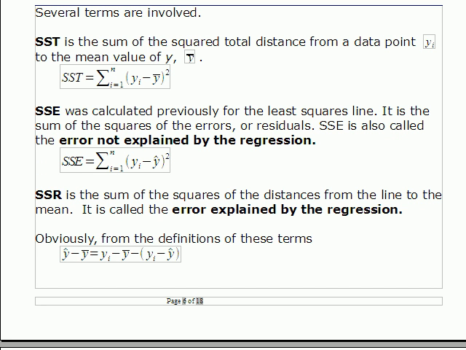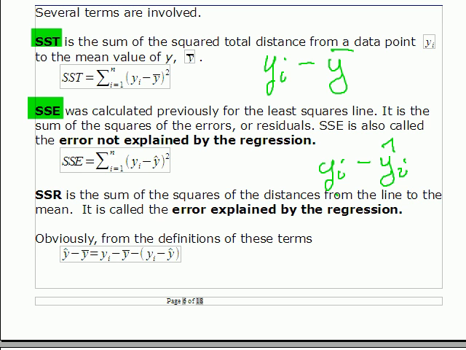Okay, let's look at these terms a little bit more. The SST is the sum of the squared total distance from the data point down to the mean value of y. So if you can't read that, I'll write a little bit bigger. This is your total. You're going from the data point down to the mean value for y, squaring that distance, and adding it up. That's SST. SSE, we did that before. That's the data point down to the line itself.